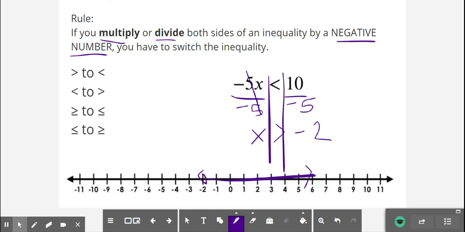Now if I check that with a number greater than negative 2, like let's say 0 again, negative 5 times 0 is less than 10. So 0 is less than 10. This time is true. So 0 does work as part of our solution set.